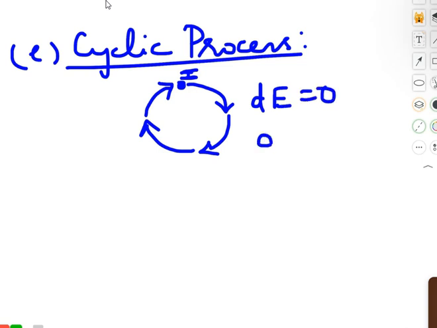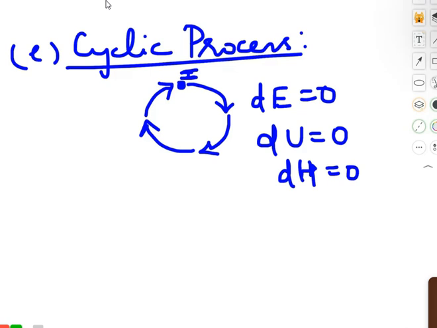Change of heat or work is 0. All are going to be 0 because the system is going to return to the original state after undergoing all the changes. So if you look at the total change, what is it going to be? 0. So such a process is called a cyclic process. Even though it undergoes so many changes, finally it is going to come back to the original state itself.